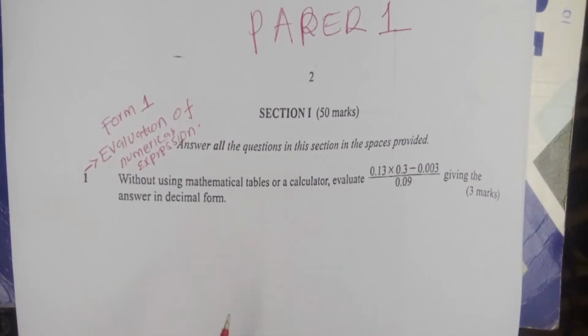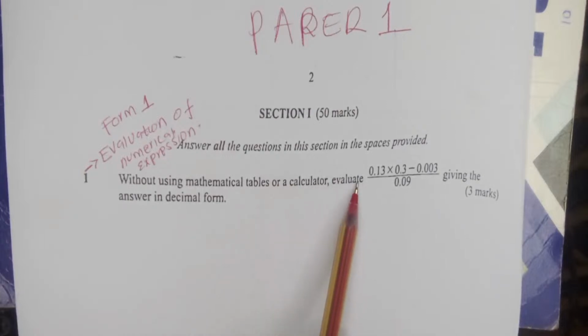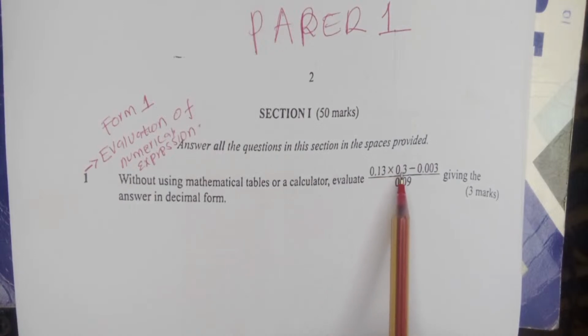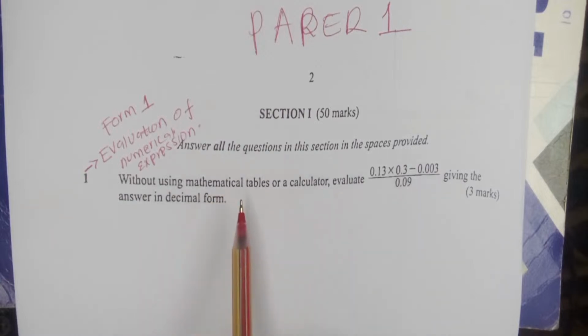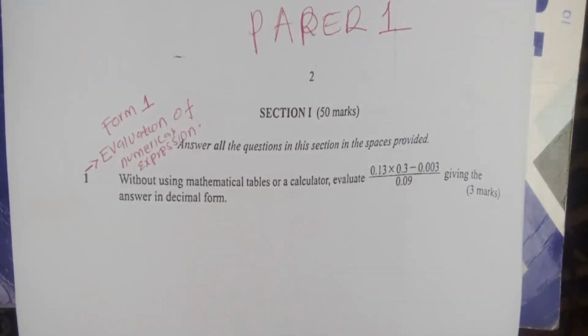So let us look at the first question. You are told that without using mathematical table or a calculator, evaluate 0.13 times 0.3 minus 0.003 divided by 0.09, giving the answer in decimal form. So how to approach this question is that we are going to solve out the numerator, because on the numerator we have multiplication and subtraction signs. We work out the multiplication part, that is what we are supposed to be starting with.